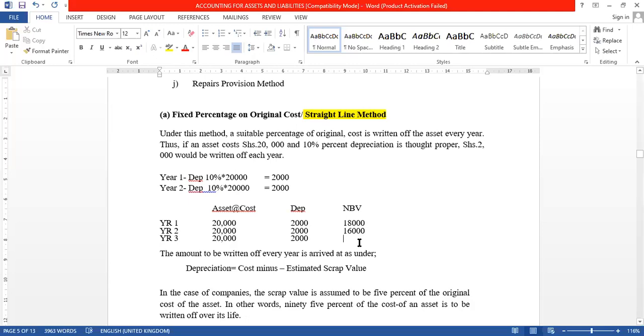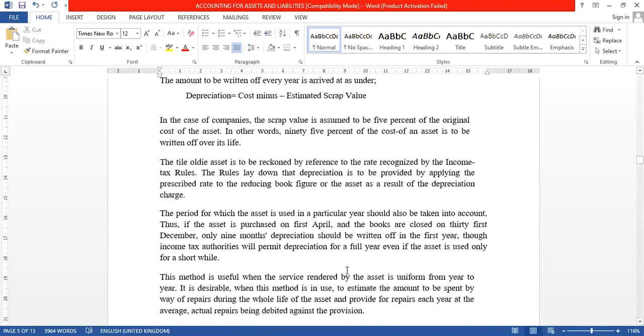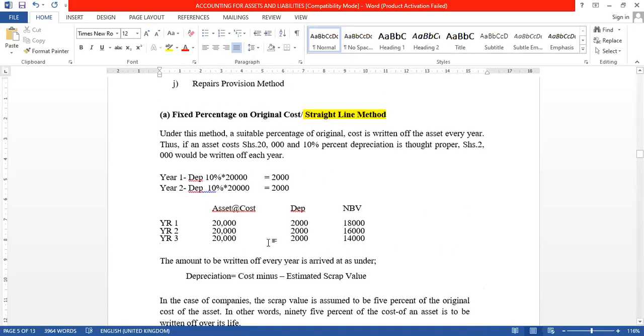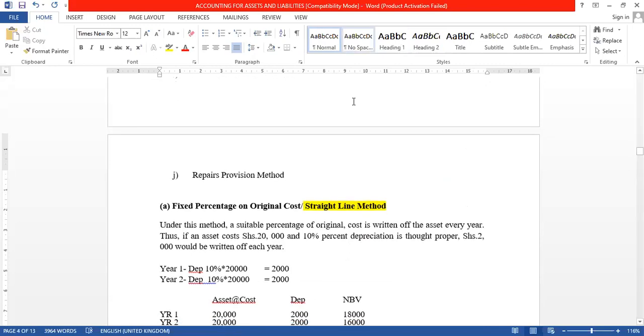14,000. Very true. Now, this method is what we are calling the reducing balance. I hope that is clear. Is that explanation clear? I'm waiting for a comment there.